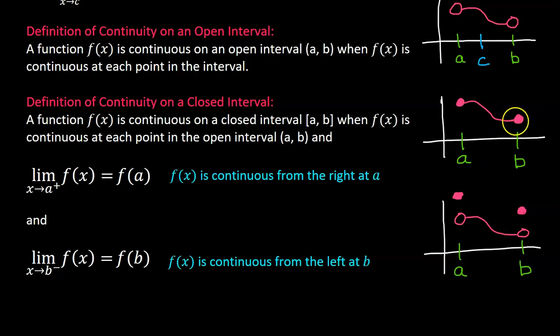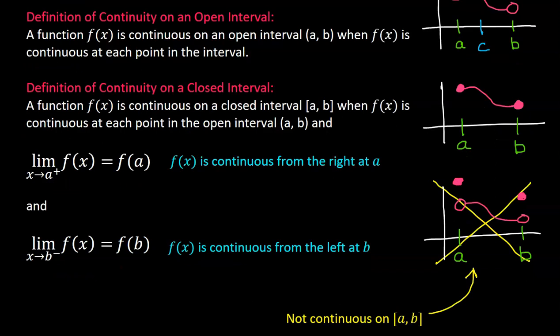Similarly, at b, we're going to accept a one-sided limit. The limit as x approaches b from the left has to equal the value of the function at b. Again, that just means that as we approach b from the left, the value that the function is approaching has to be the same as the value of the function at b. In other words, it can't be doing this. And we can say that f of x is continuous from the left at b. So clearly, this function would not be continuous on the closed interval ab.